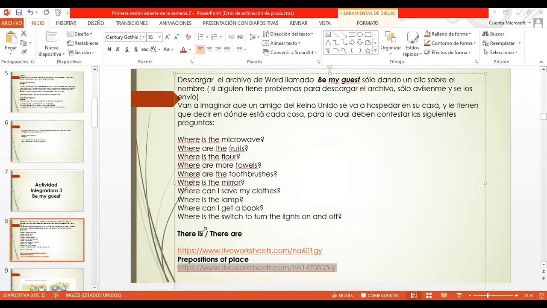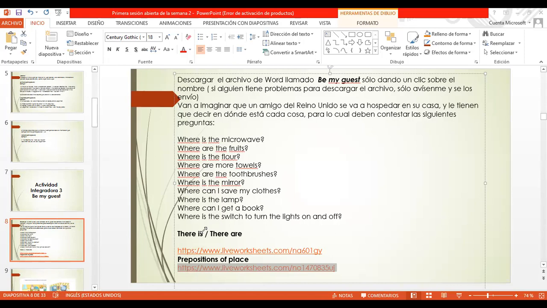Anybody? Any volunteers? ¿Algún voluntario, chicos? Any volunteers? What is the guitar? The guitar is between the lamp and the plant. Así lo decimos también en español. Está entre la lámpara y la planta. The guitar is between the lamp and the plant.